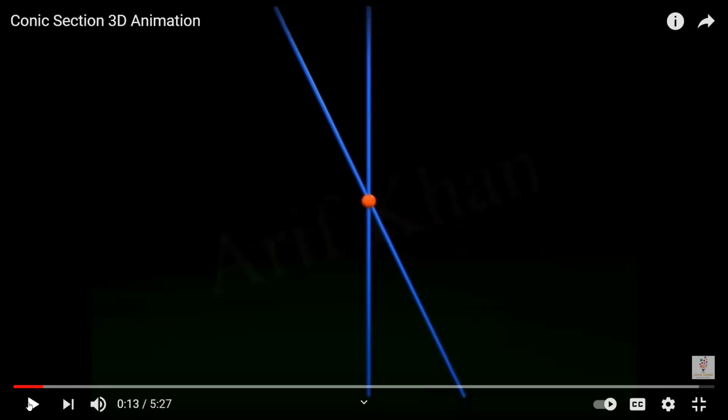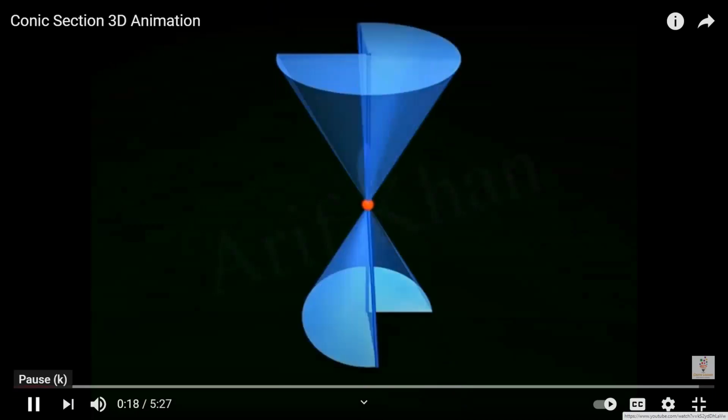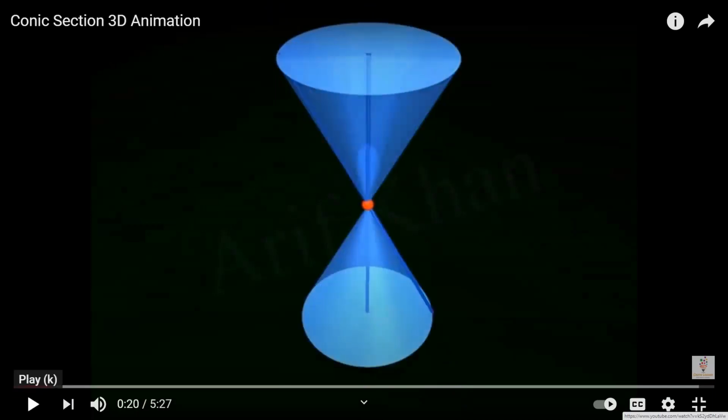So two lines, one vertical line and one any other line, intersect at one point. Now what we are going to do is rotate this slant line. The vertical line we will hold straight and not change it. The slant line we will rotate. So when we rotate it like that, we get a particular shape, that is known as the double napped cone.